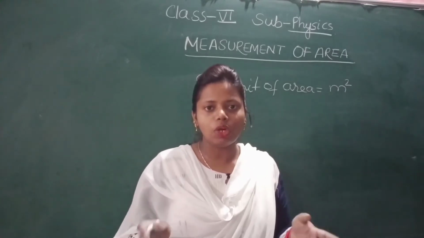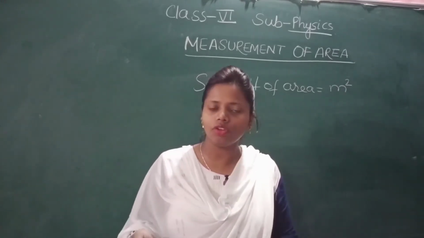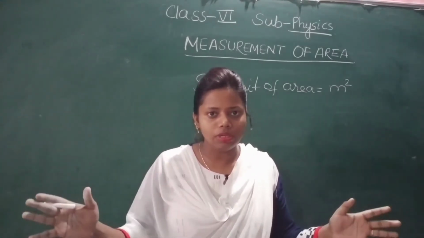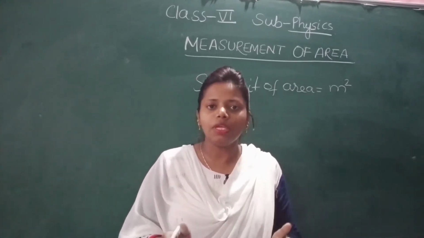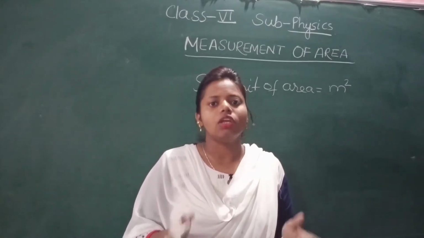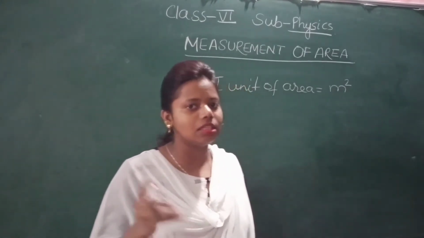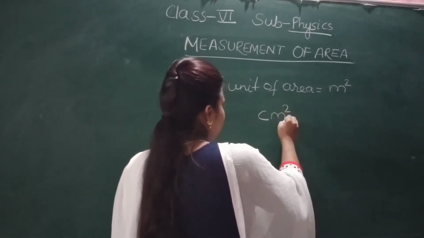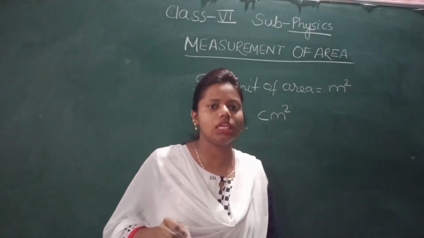If we want to find the area of a piece of paper, what will we use? We will use a smaller unit, because the paper is not of length 1 meter or 1 kilometer. The area of a piece of paper will be small, so we will use a smaller unit, that is centimeter square, cm squared. Here cm means centimeter and the 2, which is the power, means square.